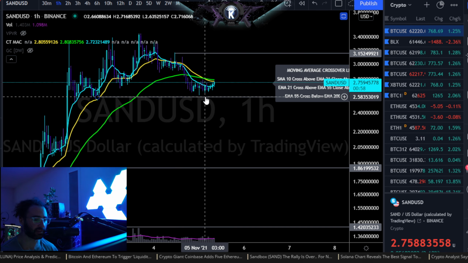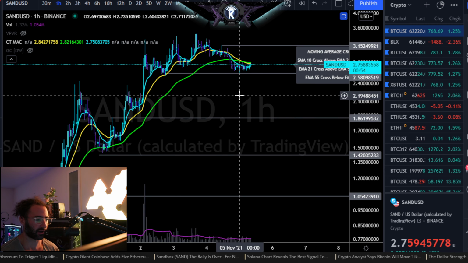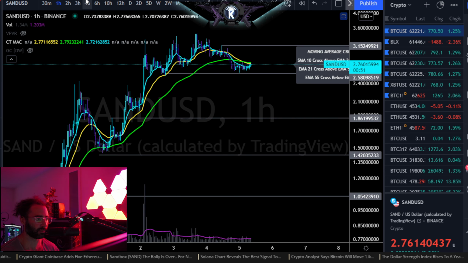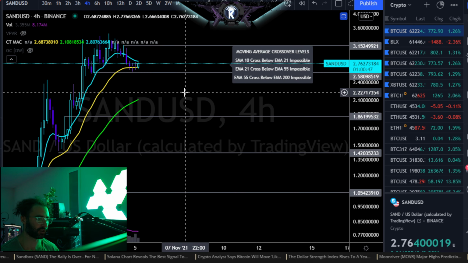And if this one does break below about 258, even on an hourly closure, I would be looking for big moves to the downside. I guess relatively big moves to the downside, probably around 2.25 to 220 or so.